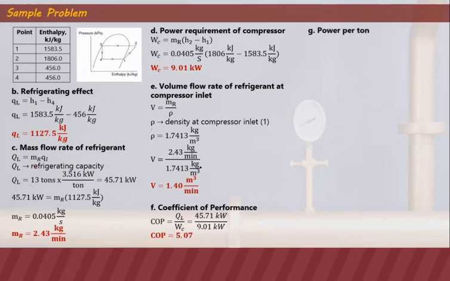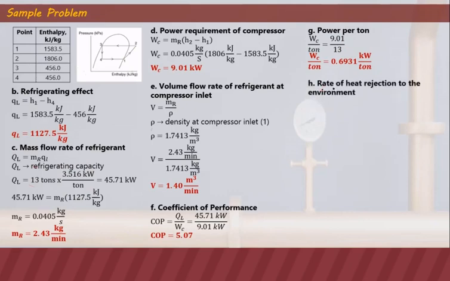Okay, the next one is the power per ton. From the name itself, all we have to do is divide power by the ton of refrigeration. The power is 9.01 kilowatt, which is the power required in the compressor, and the ton of refrigeration is 13, and that is given. So the power per ton is 0.6931 kilowatt per ton. The power per ton tells us how much power is needed for us to produce 1 ton of refrigeration. So for us to produce 1 ton of refrigeration, we need 0.6931 kilowatt of energy.